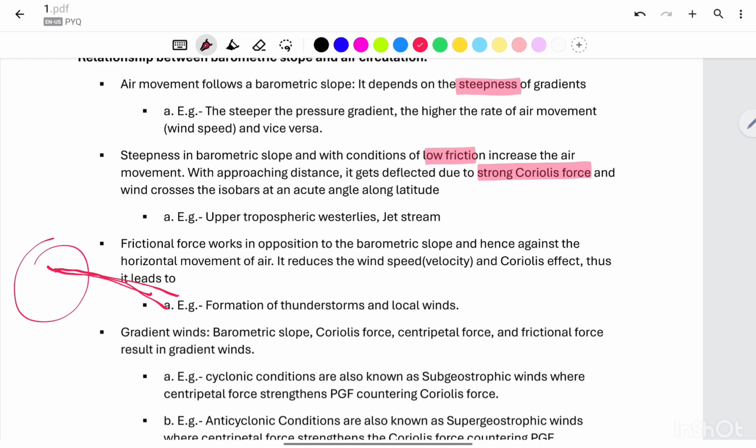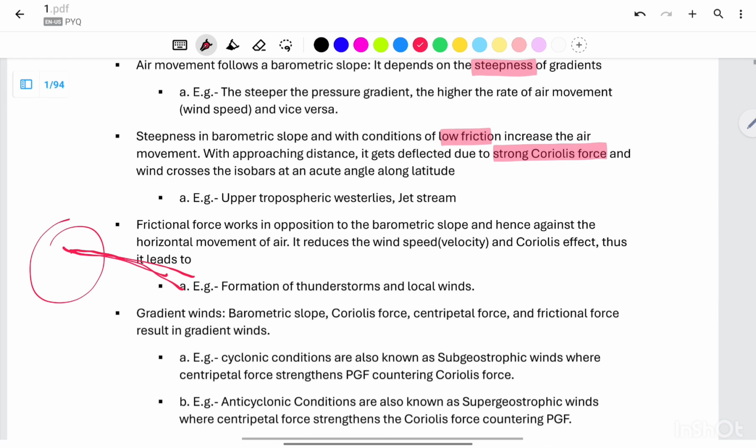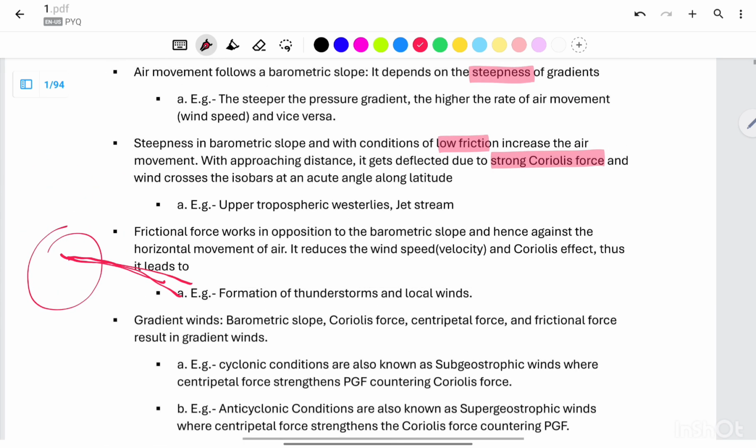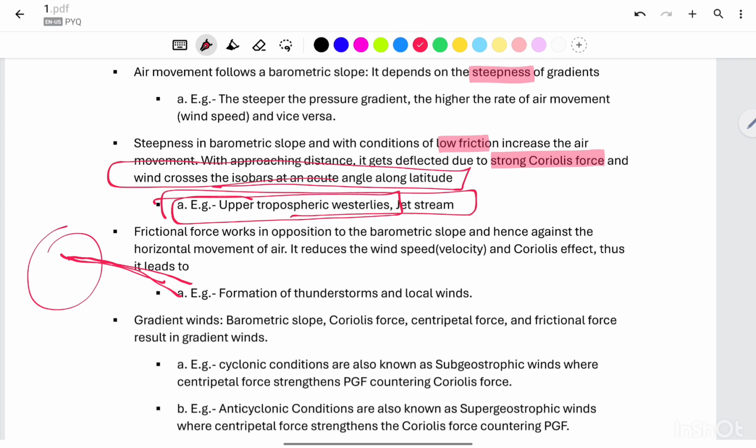Now first we have mentioned the steepness of the pressure gradients, then we go for the Coriolis force, low friction, right. Here we say that when they are deflected with a low Coriolis force, examples are upper tropospheric westerlies and jet streams.